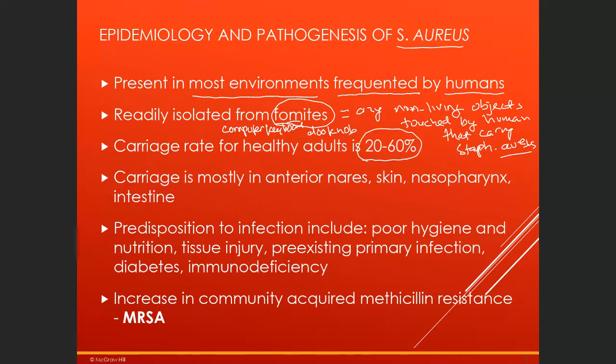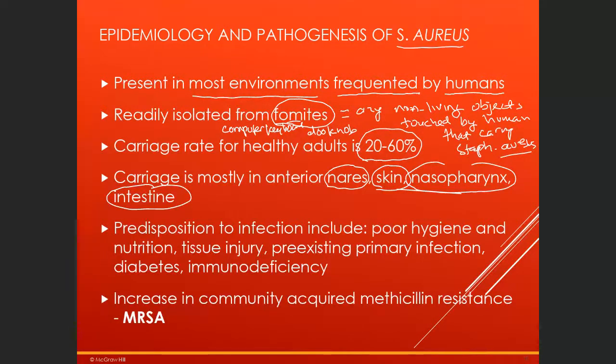The carriage rate in healthy adults is about 20 to 60%. It means that this Staphylococcus aureus is carried by 20 to 60% of humans, and sometimes they do not cause disease, which is asymptomatic. Mostly it is carried in the anterior nares, the nose, skin, nasopharynx, and some in the intestine.